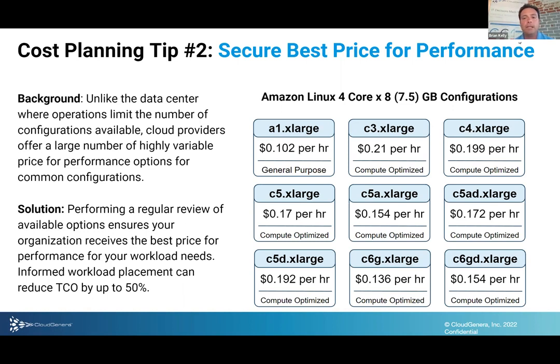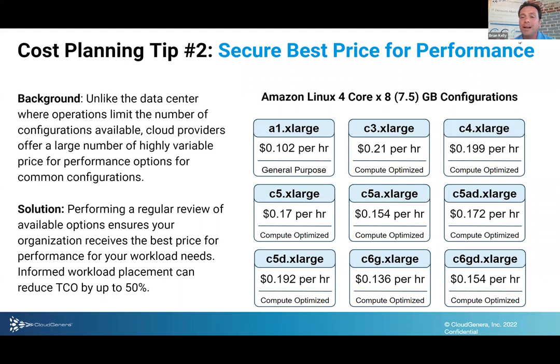And to be clear, this is not all of the options Amazon offers in this configuration type. This is just a subset focused on the most common general purpose and compute optimized instances available. And what you'll notice as you scan the tiles on the screen is that there's very large variability in these very similar offerings. From a general purpose compute A1 instance that's a little over 10 cents an hour to an early generation in the C series, the C3 X large, that's 21 cents an hour. That's 50% difference for essentially the same configuration of technology.